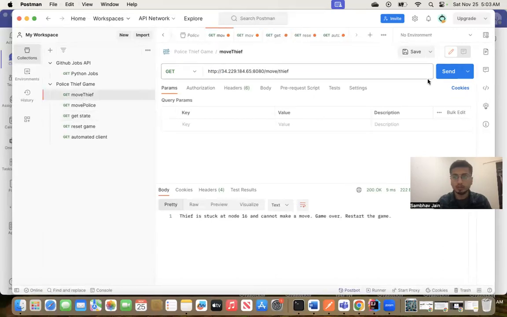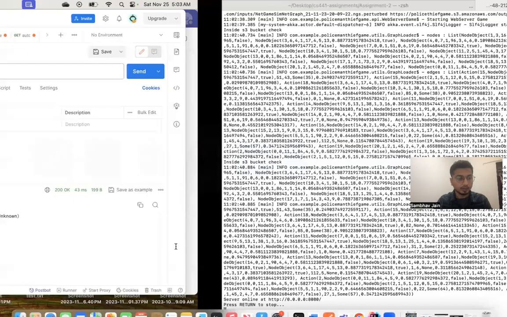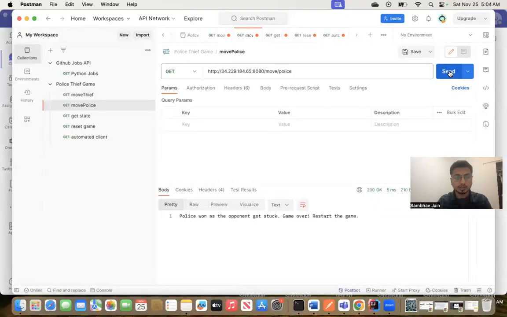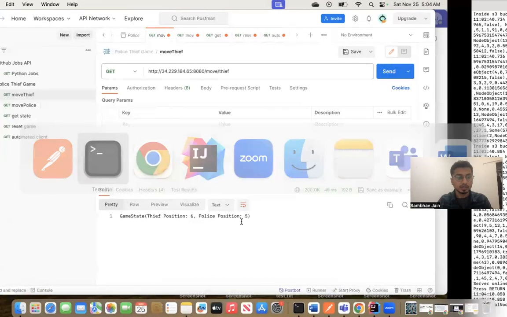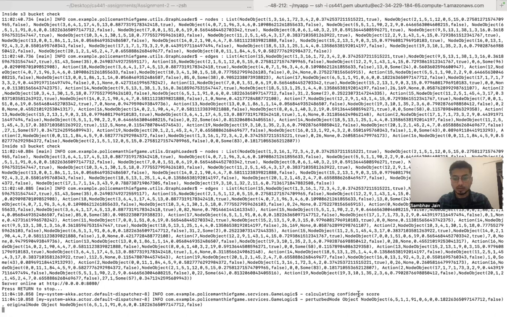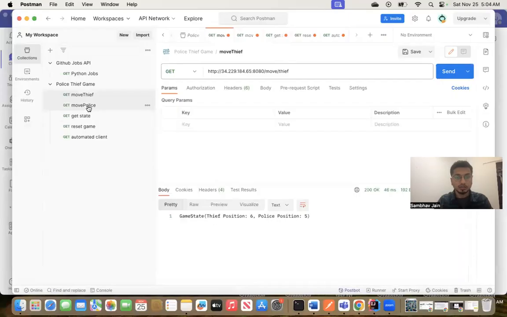So let's try to make a move for thief. So thief is at position 10 again. And now we can make the move for police. Police is at position 5. Okay. And then we'll make a move for thief again. Then thief is at position 6. So we can see the calculation of confidence score here. Then logs are getting printed here, the perturbed node object and original node object for which the confidence score got calculated.